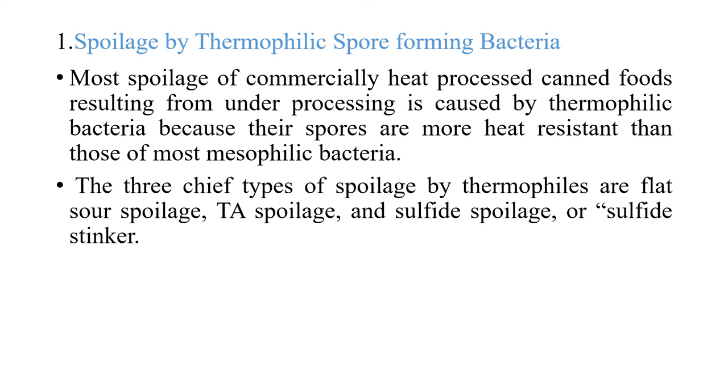So the first is spoilage by thermophilic spore forming bacteria. Most commercially canned food spoilage is caused by these bacteria, and their spores are more heat resistant than those of most mesophilic bacteria. The main types are flat sour spoilage, TA spoilage, and sulfide spoilage or sulfide stinker.